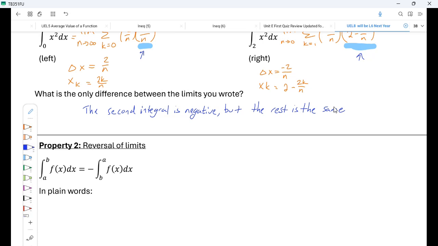So if you're traversing the x-axis backwards, then above the graph is going to be negative and below the graph is going to be positive. So direction is going to be important. Now we're going to see that when we get down to example 3. But in plain words, if you switch the limits, the value of the integral changes signs.